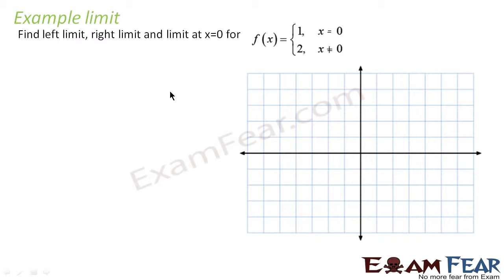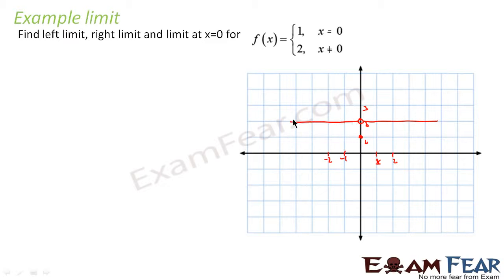Let's take one more example. Here also we have to find the left limit, right limit and the limit for this function at x equal to 0. Let's suppose this is 0, this is 1, this is 2. This function says that the function is equal to 1 for x equal to 0. For x equal to 0, the function value is 1. For any other value of x, you can take 1, minus 1, 2, any value, the value is 2. So f(x) at 0 is not included because at 0 the value is already 1. And for any other value, it is equal to 2.